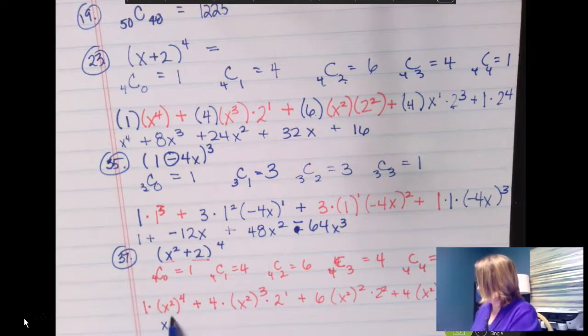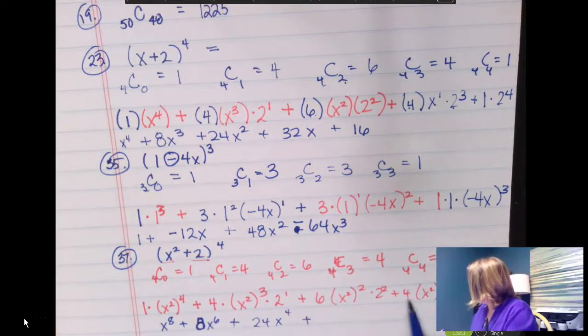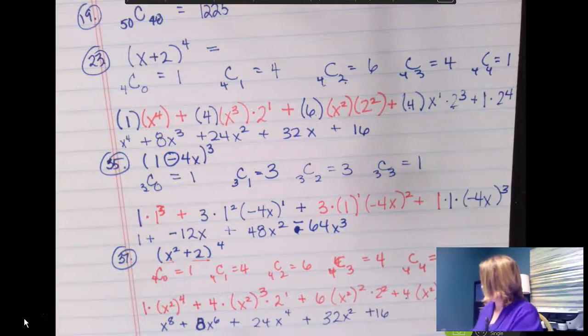And I've got x to the 8th plus 4x to the 6th plus, 4 times 2, that was 8x to the 6th, my bad. We've got a 4 here times 6 is 24, and then x squared squared is x to the 4th, plus 4 times 8, 32, x squared, plus 1 times 2 to the 4th is 16.